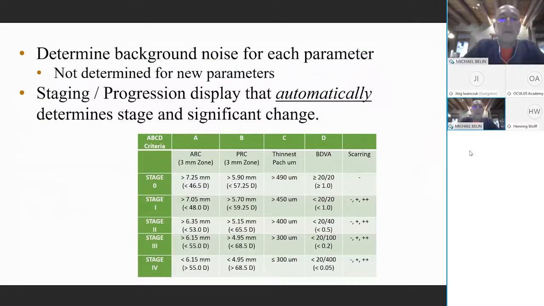And in order to do that, we needed to determine the background noise for each of these parameters. In other words, we needed to know when we had true statistical change, because all these measurements have inherent noise. Now, A and B, the anterior and posterior radius of curvature at the thinnest point in the 3mm zone, are new parameters that were developed basically for the ABCD classification. So we didn't have noise measurements for any of those.